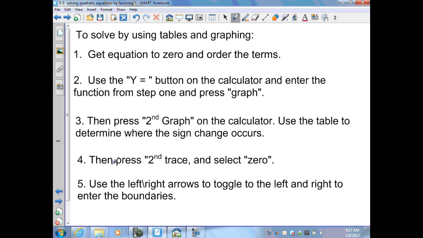Number 4, then press second trace and select 0. That will help us calculate our 0 of a function. Number 5, use the left and right arrows to toggle left and right to enter the boundaries.